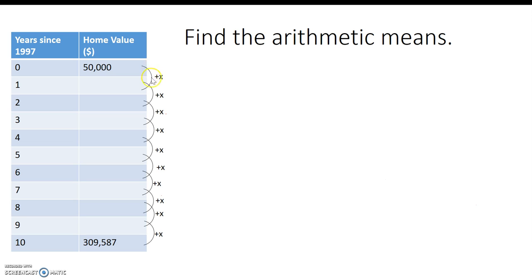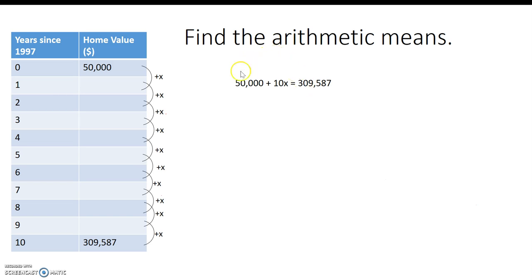So that would give us 10 x's, and you can kind of go through and count them: 1, 2, 3, 4, 5, 6, 7, 8, 9, 10. So then we would be starting with our 50,000, then we'd be adding each of those 10 x's to get the 309,587. When you go through and simplify that equation, like we said, we have 10 x's, so you'd have 50,000 plus 10x would be equal to 309,587.